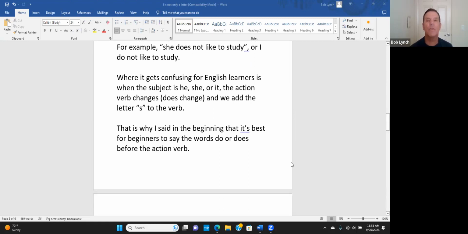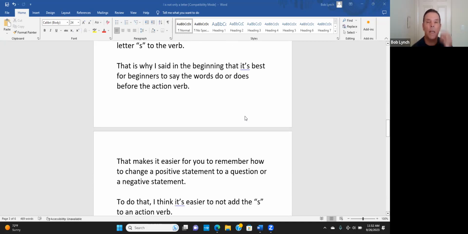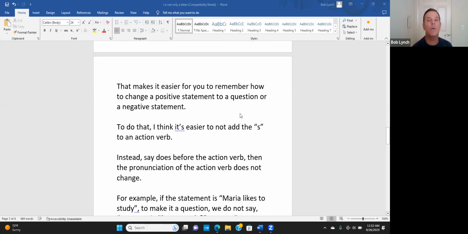Where it gets confusing for English learners is when the subject is he, she, or it, the action verb changes. In other words, instead of saying changes, we could say does change. But in English, most people just add the letter S to the verb. So I think it's easier if you say does change rather than changes. That is why I said in the beginning that it's best for beginners to say the words do or does before the action verb. That makes it easier for you to remember how to change a positive statement to a question or a negative statement.